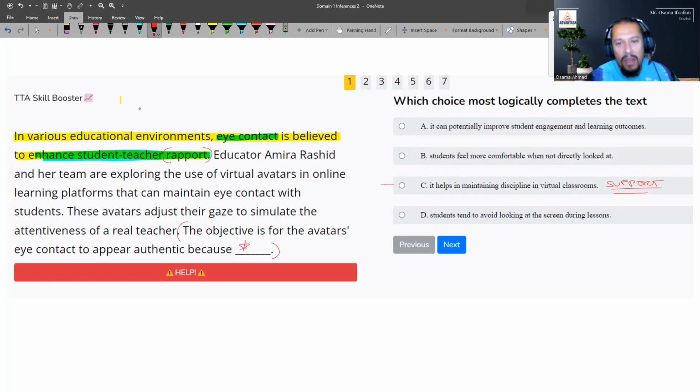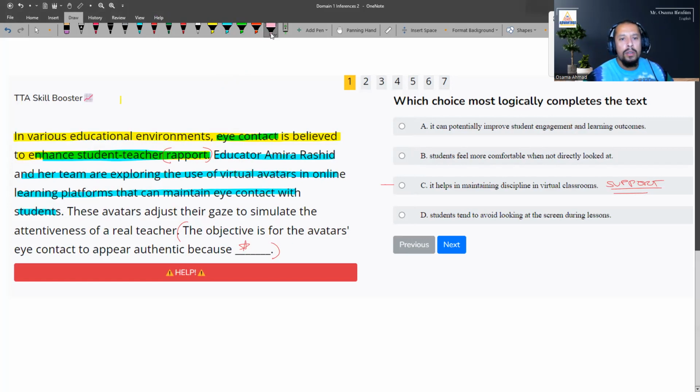Behavior. Relationship, I guess, right? Relationship. Let's continue reading. Educator Amira Rashid and her team are exploring the use of virtual avatars in online learning platforms that can maintain eye contact with students. So what's Amira Rashid doing? Exploring the virtual avatars. And what is she focusing on? These avatars. Eye contact. The eye contact of the avatars.